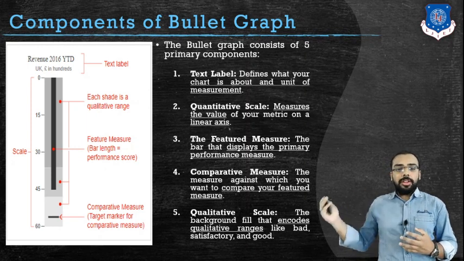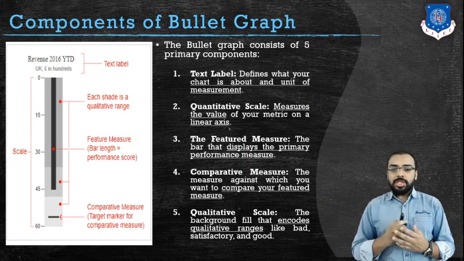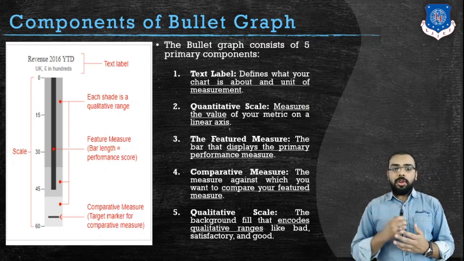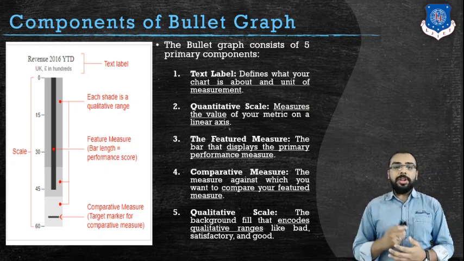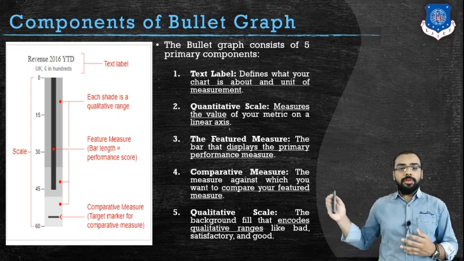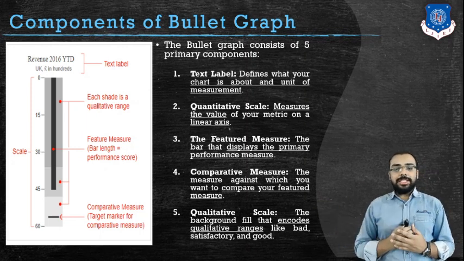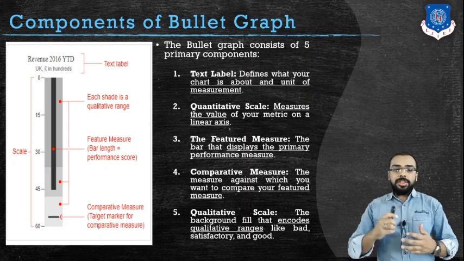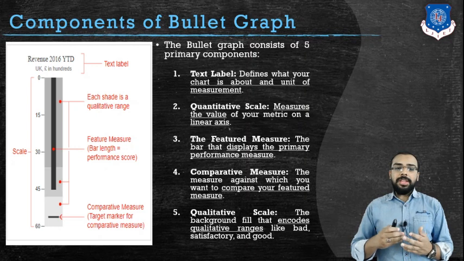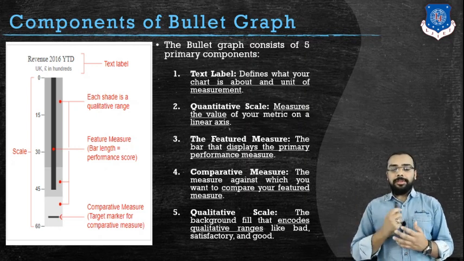The third component is the feature measure. What do we mean by feature measure? Whenever we want to display the performance measure on a bullet graph, we have to use the feature measure. In the figure you can see it over here. In the feature measure, the bar length is equal to your performance score. That means depending upon the performance, the bar length can vary.